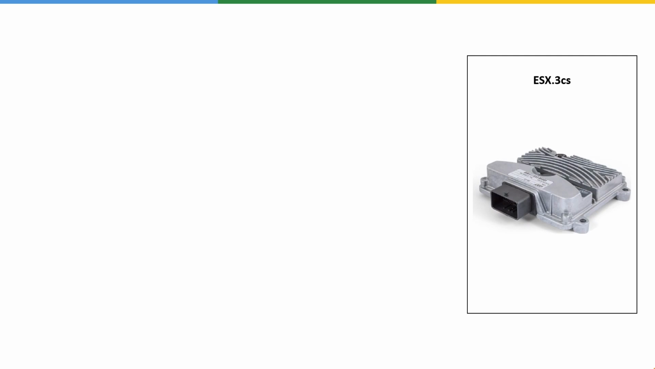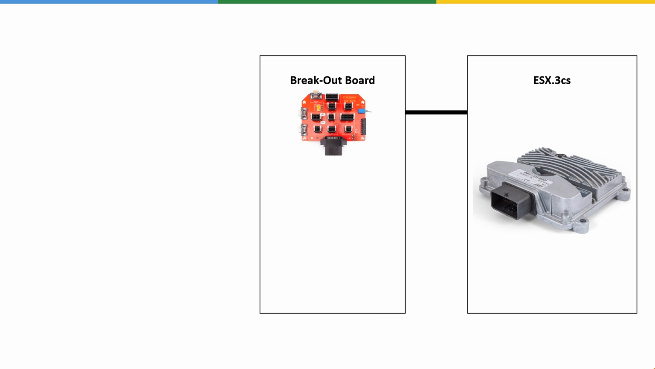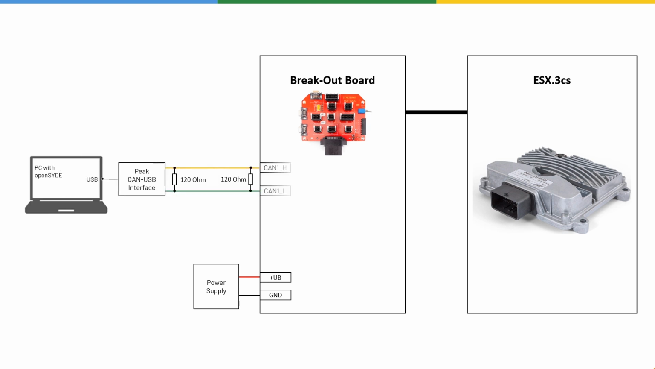Based on this, we design our experimental setup for the following demonstration. We use an ESX3CS from a starter kit and connect the controller to the breakout board using the cable provided. We connect the power supply to the breakout board and connect our PC with openSYDE to the CAN1 interface via a properly terminated cable.